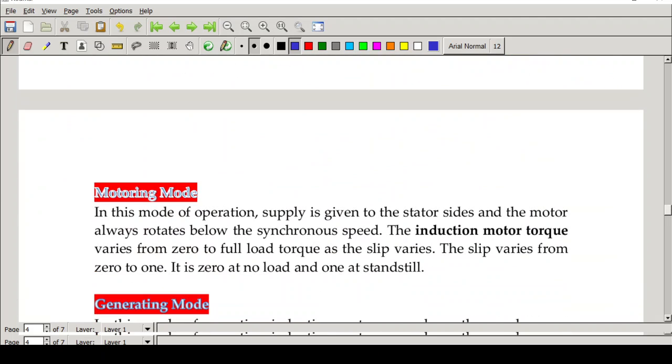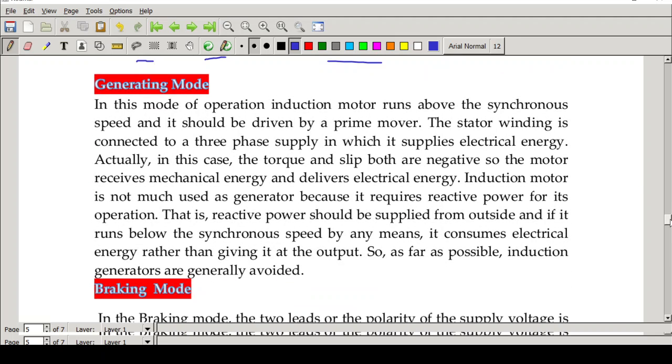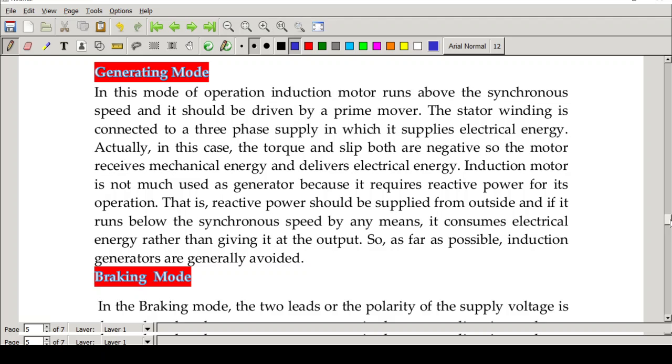Okay, so this I have already explained, the motoring mode where the slip is varying from 0 to 1. Okay, a moderate variation. No load condition, that it is 0, and 1 at standstill, the value of slip. Now I have discussed about the generating mode also. That is, here both torque and slip will be negative, and we are running the motor above the synchronous speed.